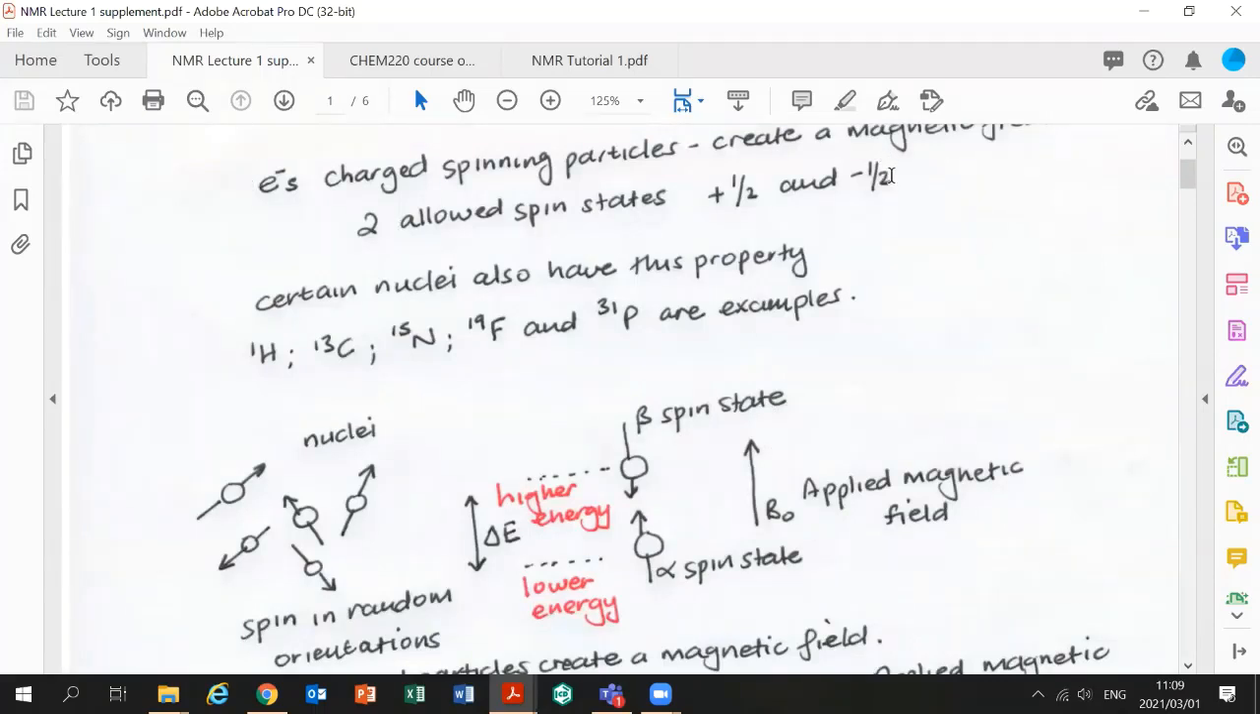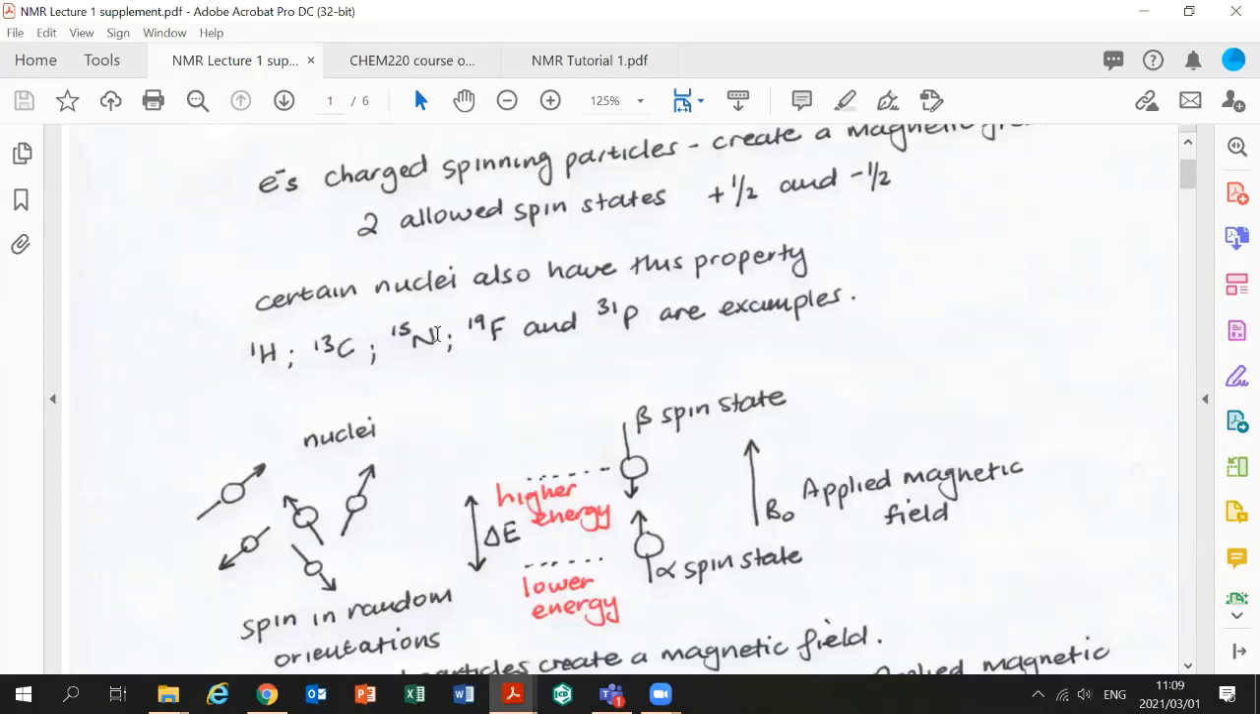I'm going to make that very clear. We don't consider electrons, well, we do consider them to some effect, but they are not responsible for the resonance, right? The resonance that you're going to see is going to arise from these nuclei. And those are protons, the proton nuclei, right? 1H, carbon-13 nuclei, nitrogen-15 nuclei, fluorine-19 nuclei, and phosphorus-31 nuclei.